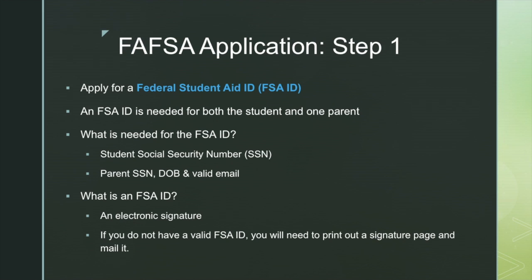The first step for your financial aid application is applying for a Federal Student Aid ID. An FSA ID is needed for both the student and one parent. What is needed for the FSA ID? You need your social security number. You also need your parent's social security number, date of birth, and valid email. So what is an FSA ID? It's an electronic signature. If you don't have a valid FSA ID, you will need to print out a signature page and mail it.